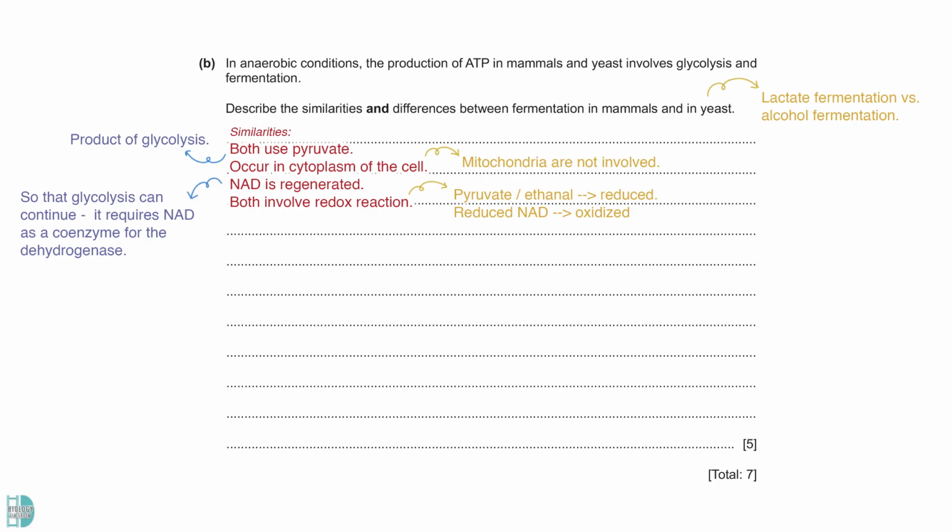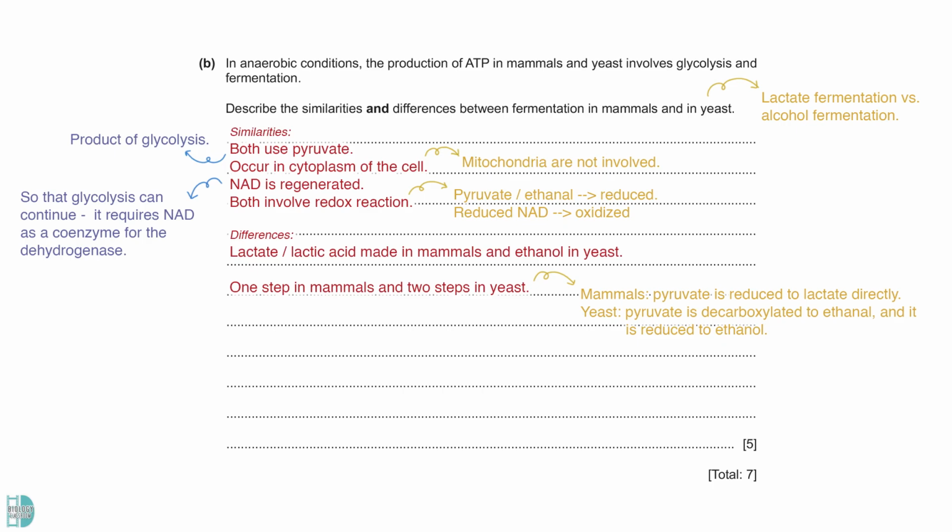Pyruvate and ethanol are reduced, while reduced NAD is oxidized. The differences include the products of the reactions. They are lactate and ethanol. In mammals, it is a one-step reaction, as pyruvate is reduced to lactate directly. In yeast, it takes two steps. Pyruvate is decarboxylated to ethanal, and it is reduced to ethanol.